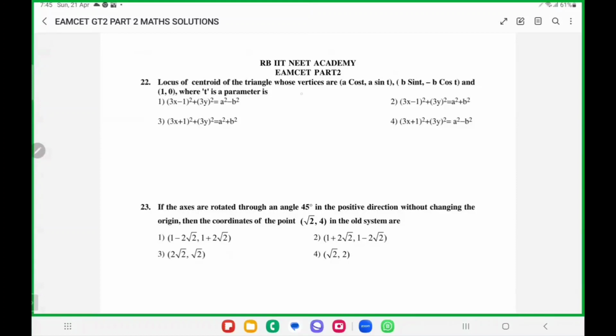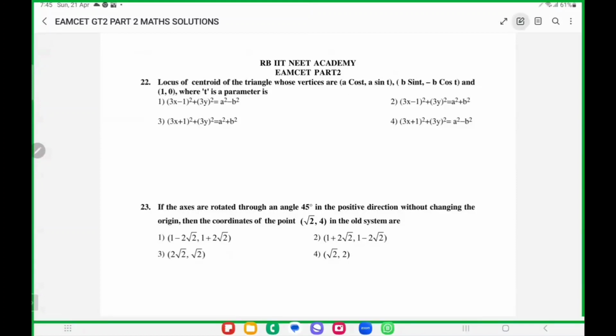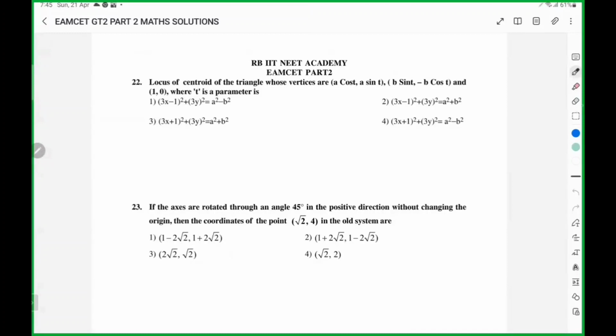Locus of the centroid of a triangle whose vertices are given. Actually, locus problems are very lengthy, but there is an easier way to tackle the questions.